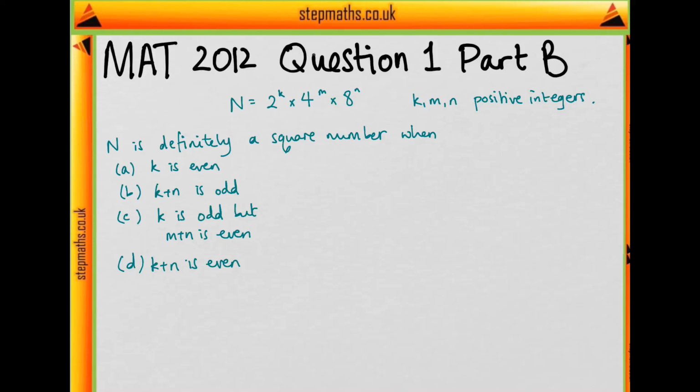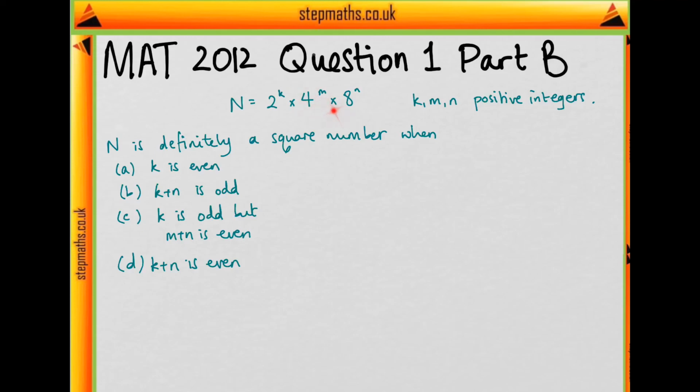Hi, in this video I'm going to go through part B of question 1 on the 2012 math paper. In this question they've told us that n is equal to 2 to the k times 4 to the m times 8 to the n, and k, m and n are all positive whole numbers, and we want to know when n is definitely going to be a square number.